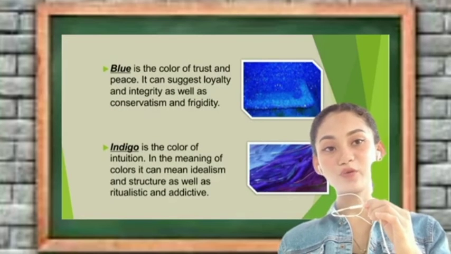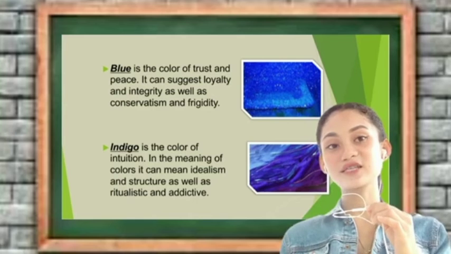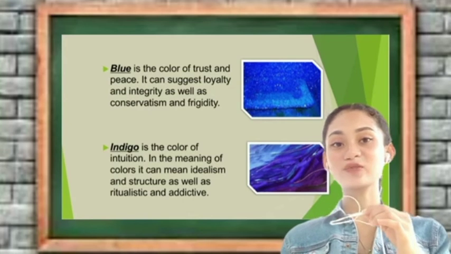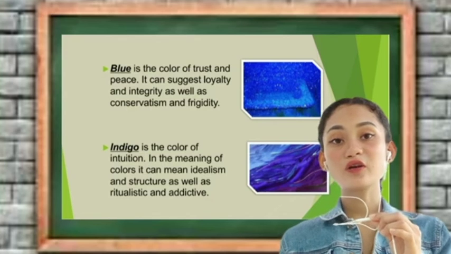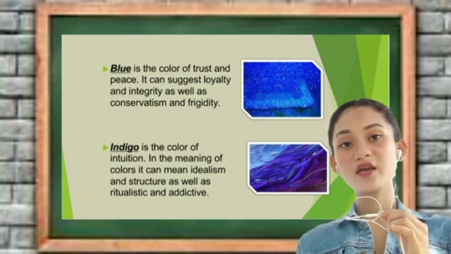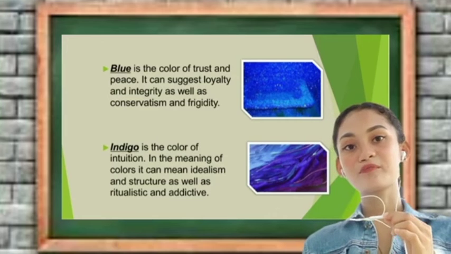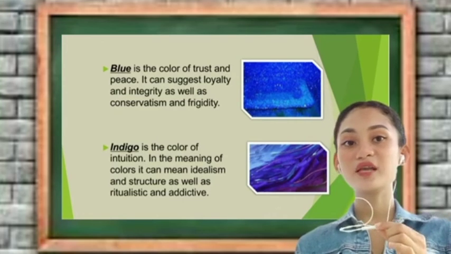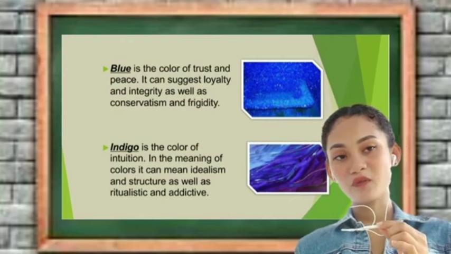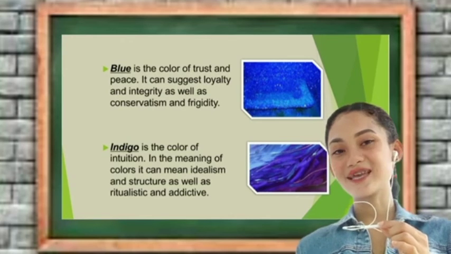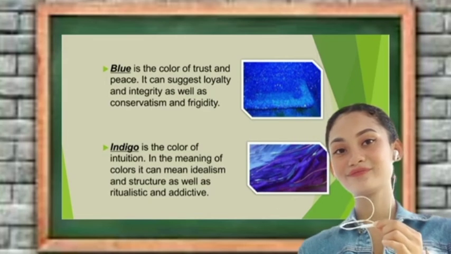Next color is the blue. Blue is the color of trust and peace. It can suggest loyalty and integrity as well as conservatism and frigidity. You know that blue color helps to calm the heart rate, increasing breathing rhythm, narrows blood vessels, prevents inflammation, maintains dense bone marrow, soothes and calms the pain. Blue can be emotionally sedative, so that is the psychological meaning of the color blue.